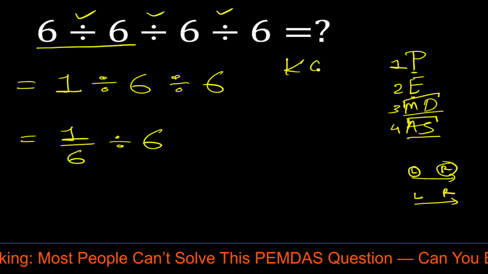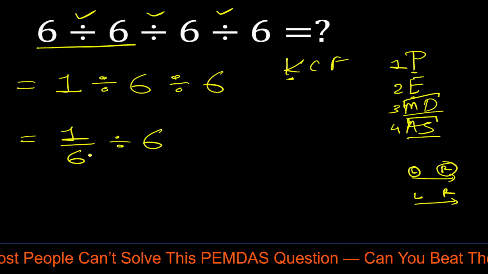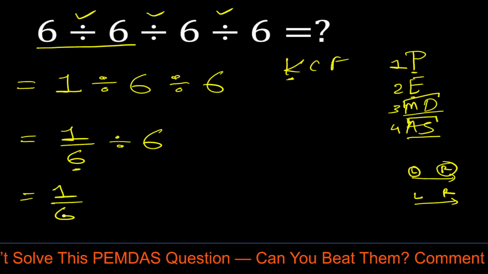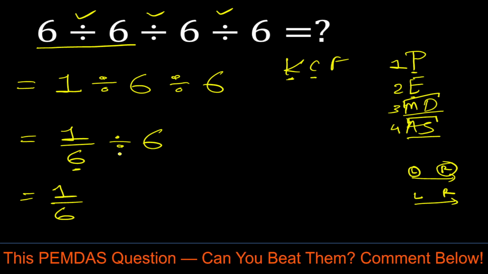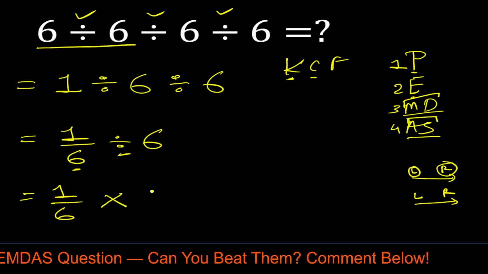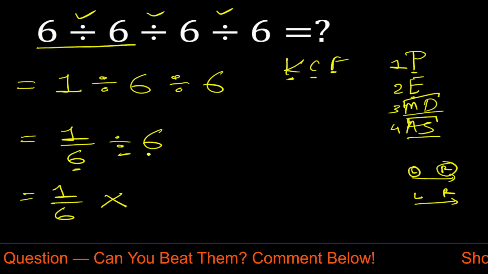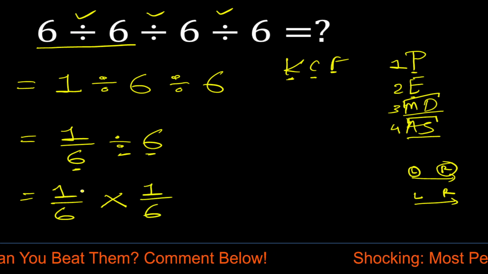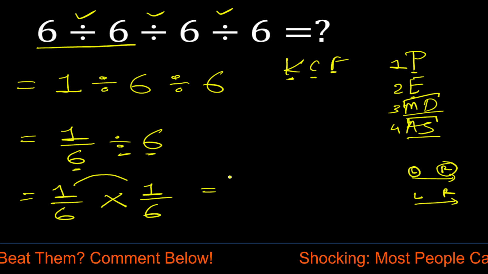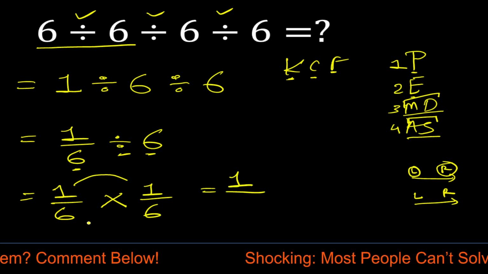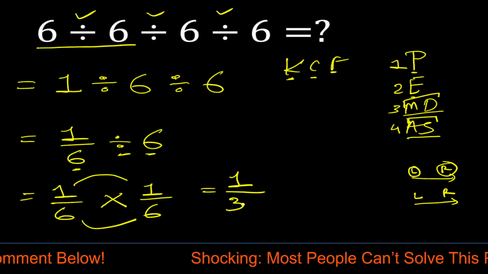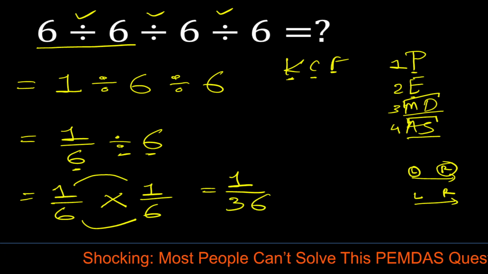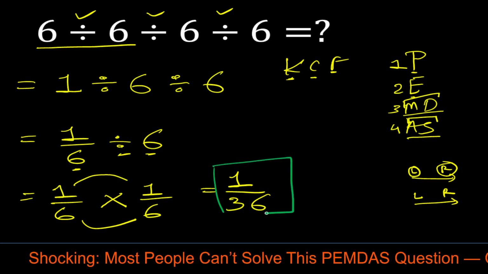Now according to the KCF rule, K means keep this first fraction 1 upon 6 as it is, the same. Then C means change this sign from division to multiplication. And F means flip this second 6, which becomes 1 upon 6, right? Now 1 times 1 is equal to 1. And 6 times 6 is equal to 36. Right? So the correct answer is 1 upon 36.